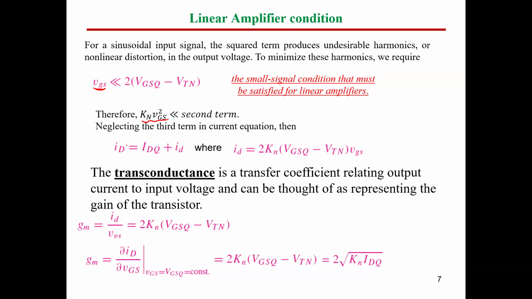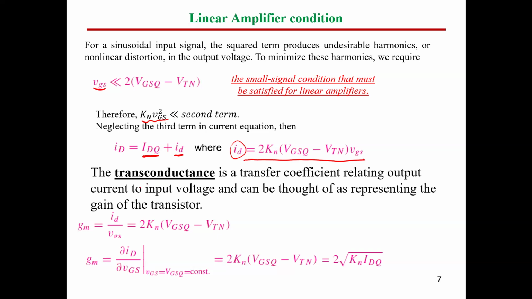So now the total current has 2 parts. The first part is the DC component, and the second part depends on the AC component, and we are caring now about the AC component. So the AC current is 2 Kn times (VGSQ minus VTN) times vgs. The DC component we already know, and we used it before in the DC analysis. So now, for AC analysis, we are going to take care of this part.